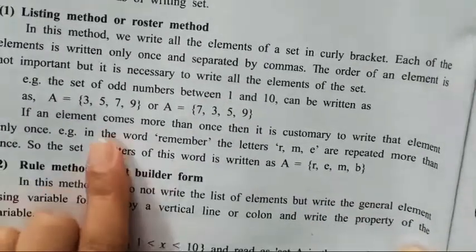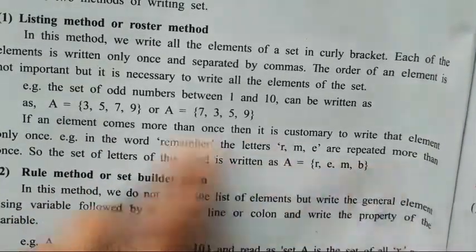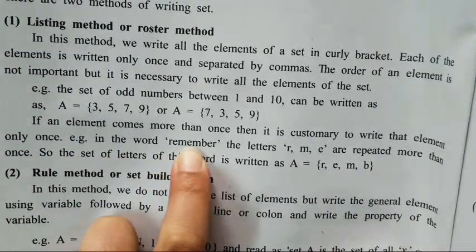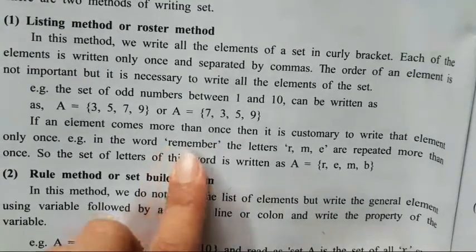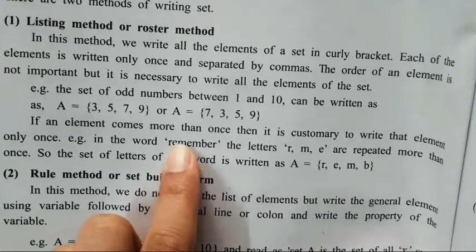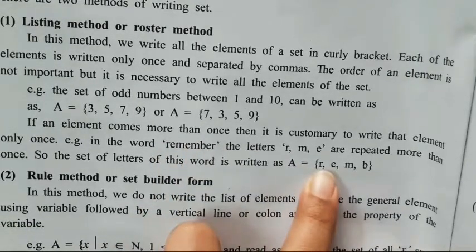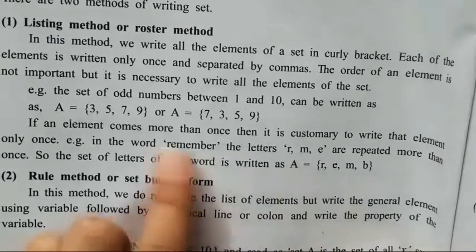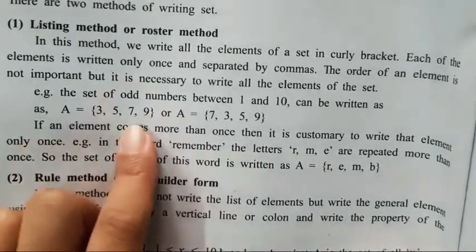Another example that they have given: in the word remember, the letters R, M, E are repeated more than once. Now you have to make a set of the word remember. You don't have to repeat M, because M is given twice, but you write it only once. R comes twice, but you write it only once. It means you don't have to repeat every time. You write the element only once, no matter how many times it is repeated in the word. I think both examples are clear.